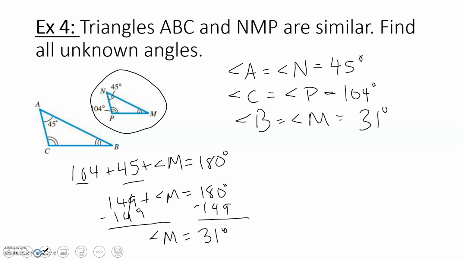So you can add them back together. 31 and 104 is 135, and 135 and 45 is 180. So that's just me going through the process of checking to make sure all of those angles add up to 180. So that's how you would find the measure of all the angles. Let's look at another one.